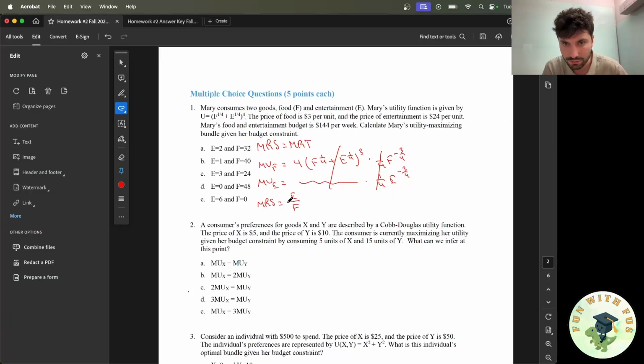And then F. And I'm just going to factor out the 3/4 while I'm here to make that simple and easy. So we have an MRS, and we're going to set this equal to our MRT. And our MRT, as always, is just the price of X over the price of Y. So I just made X here my food, so that's going to be 3 over 24. And I think that's just 1 over 8. So let's write that equals 1 over 8.